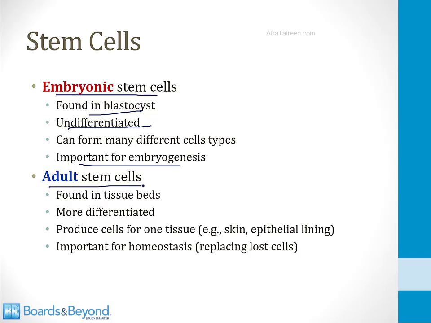Adult stem cells are the type you find in adults, as the name implies. They're found in our tissue beds. They are more differentiated, and they produce cells for only one type of tissue. For example, your skin has skin stem cells, which can regrow lost skin cells. The epithelial lining of your GI tract has stem cells in the basal layer, and when epithelial cells are lost into the GI tract, they can be replaced by those stem cells.